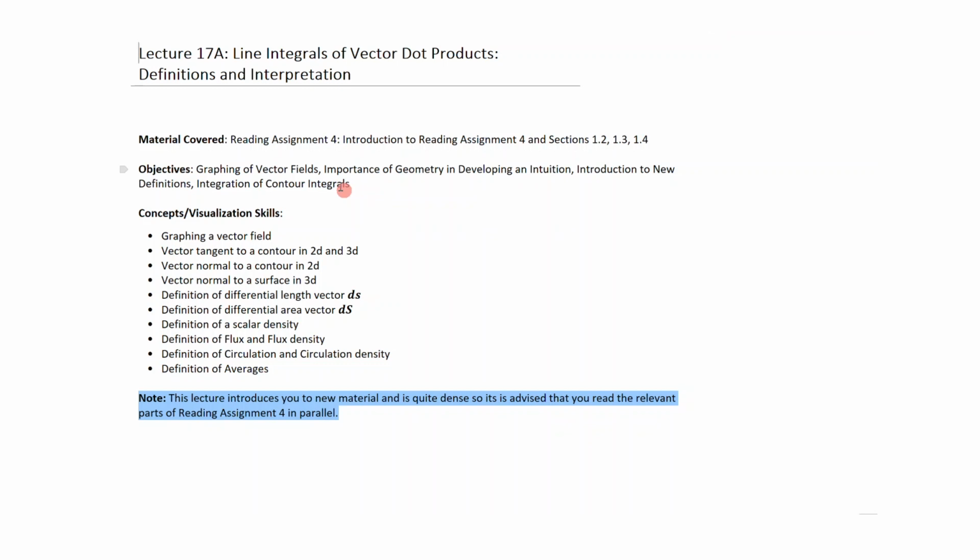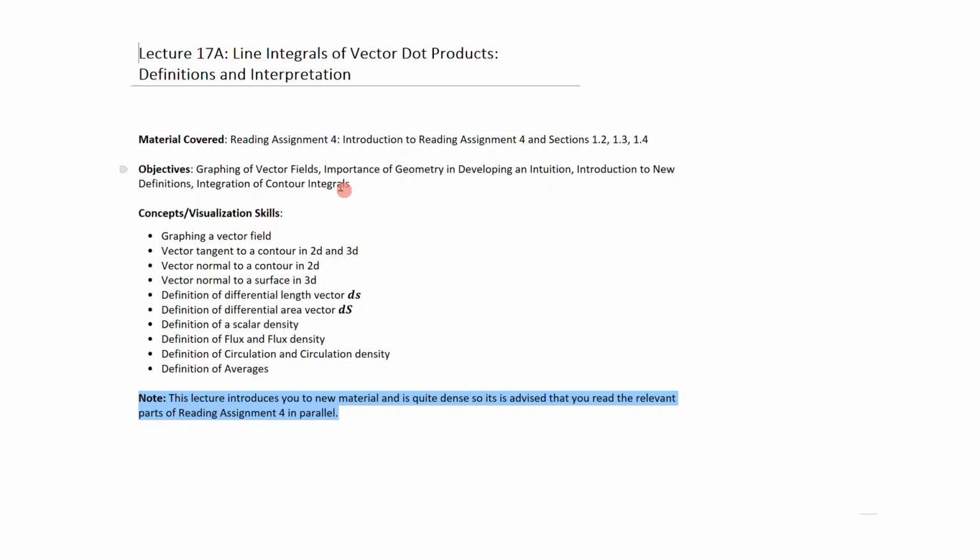So the specific concepts and visualization skills are as shown here. So first is to graph a vector field. Second, vectors that are tangent to a contour, either in 2D and 3D. Vectors that are normal to a contour in 2D. Now, we don't mention normal to a contour in 3D because there'd be an infinite number of choices to make, which is something that really is of no particular use. And so we just restrict ourselves to the 2D case when we're talking about a vector that's normal to a contour. We do, however, consider vectors normals to surfaces in 3D.